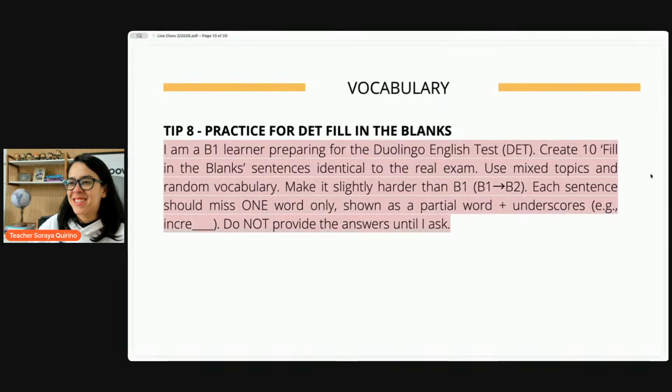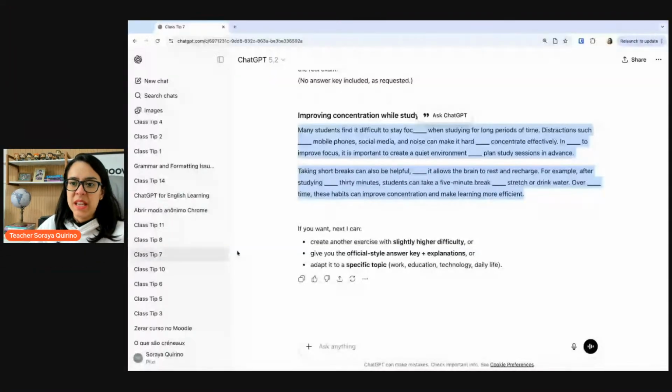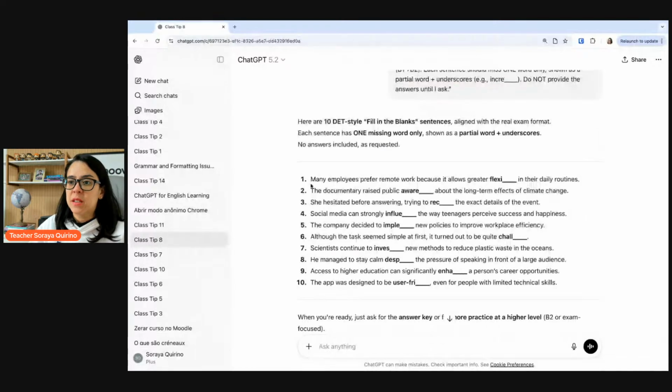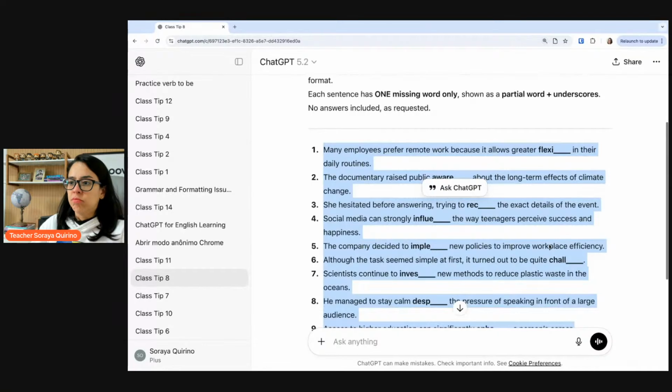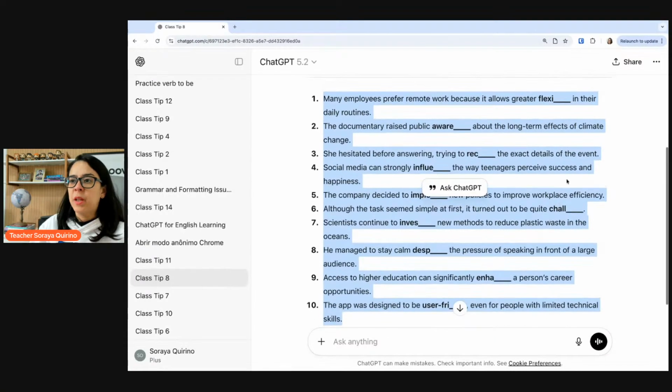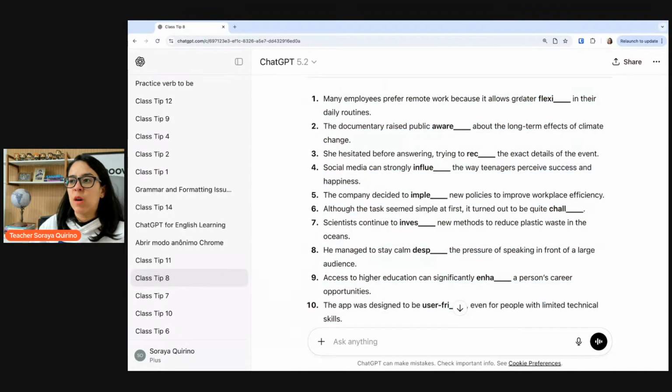It's so nice. Sorry, I want to show you ChatGPT. I got distracted here talking about that. So this was 7. Let's take a look at 8. You see, it created some sentences: many employees prefer remote work because it allows greater flexi in their daily routine. I don't think you need the number of letters here to guess this word, guys. Do you know what it is? Can anybody tell me what the word is?